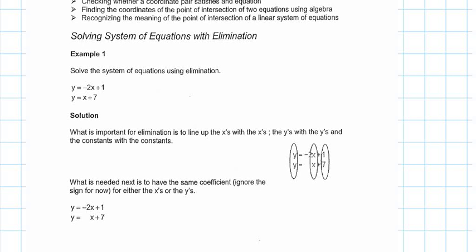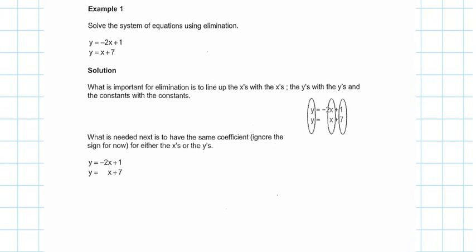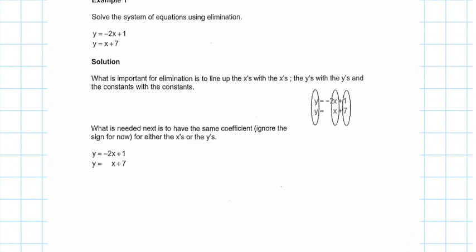So to do elimination, there's two things that you can do. You can either add or subtract, and I always look for something that has the same coefficient. So here I have y equals negative 2x plus 1 and y equals x plus 1. For the letter x, this has the coefficient of negative 2, and this has the coefficient of 1. So they don't have the same coefficient, so this is not the best one to eliminate.